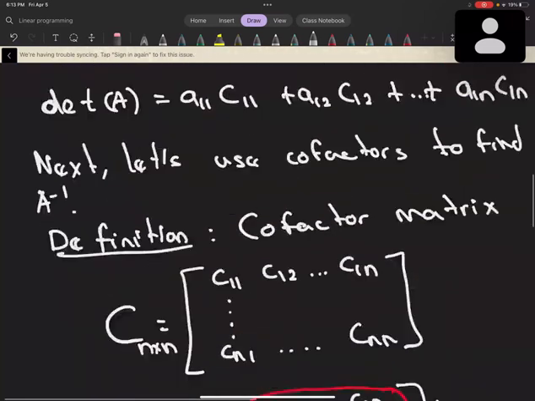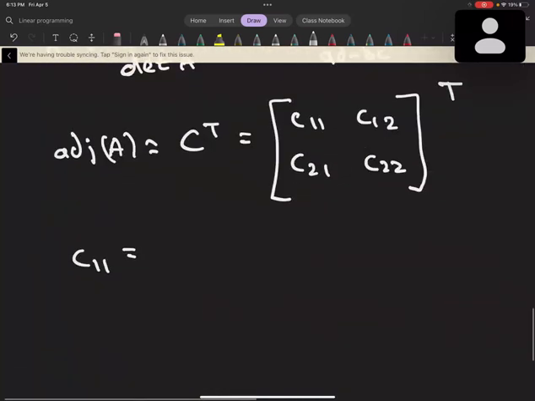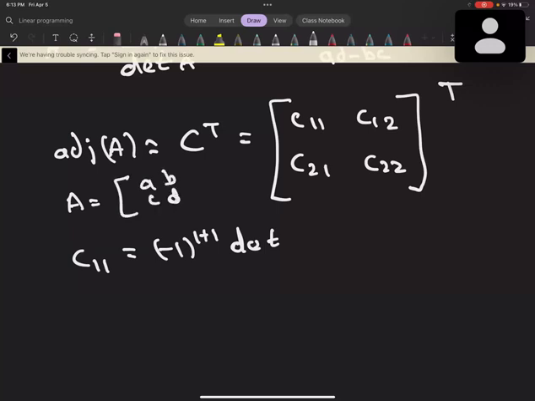Okay, so let's do it over here. C11 is minus 1 to the 1 plus 1 times the determinant of N11. So what is N11? Look, this is easy. Oh, I need to find A. So I need to write A. A is A, B, C, and D. So the determinant of N11, right? Let's put here N11.